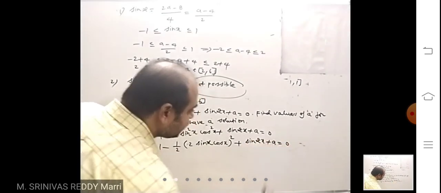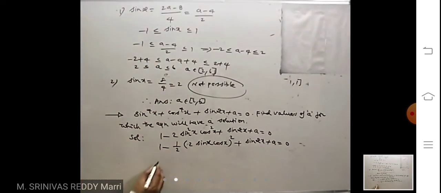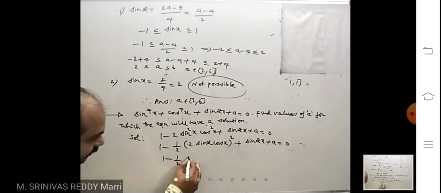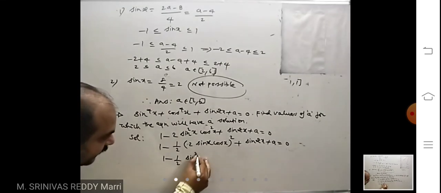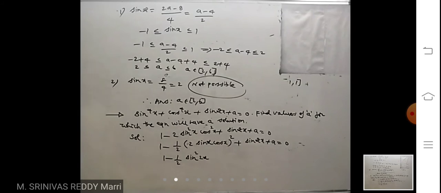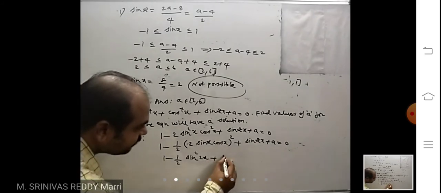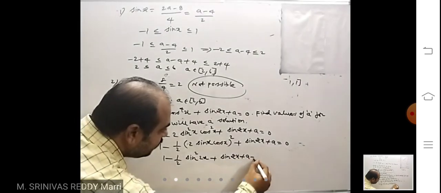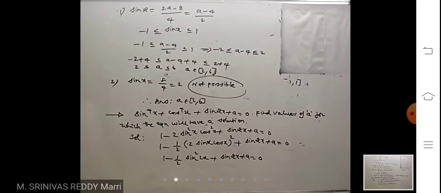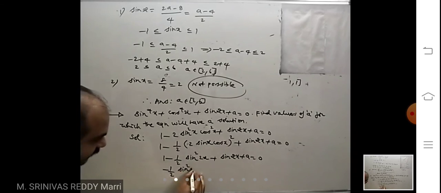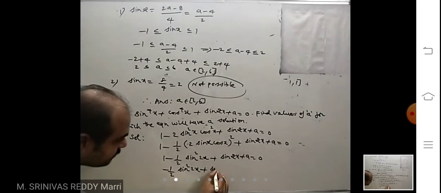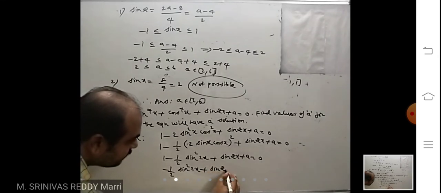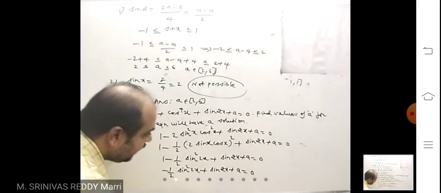sine 2x plus a equal to 0. Now what I am getting here is 1 minus half sine square 2x, that is, sine 2x whole square, plus sine 2x plus a equal to 0. Now if you look here, you will get minus half sine square 2x plus sine 2x plus a equal to 0.